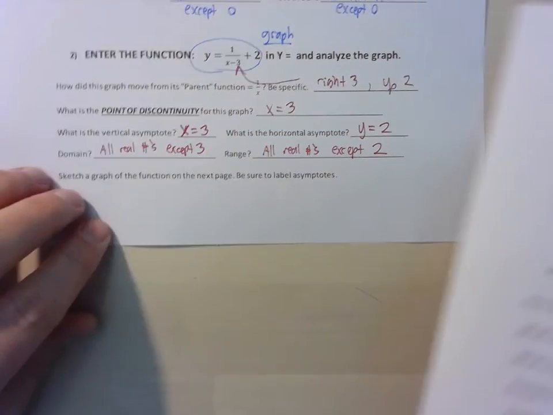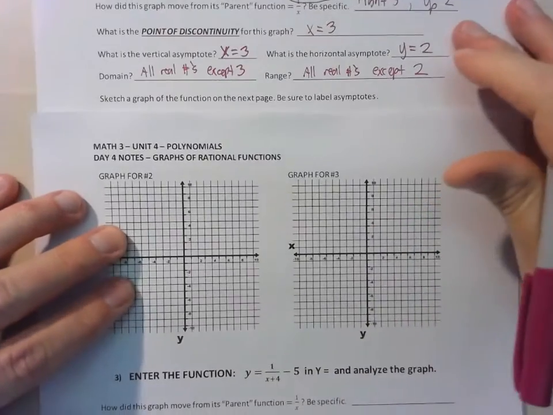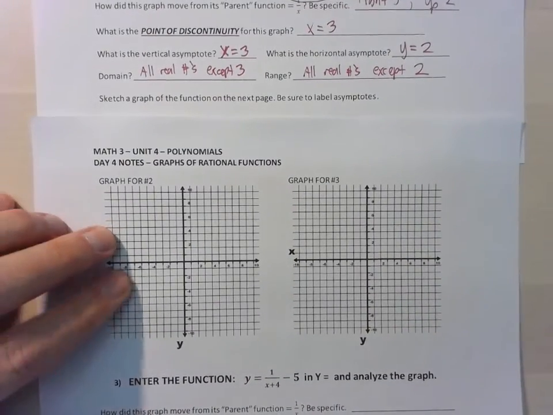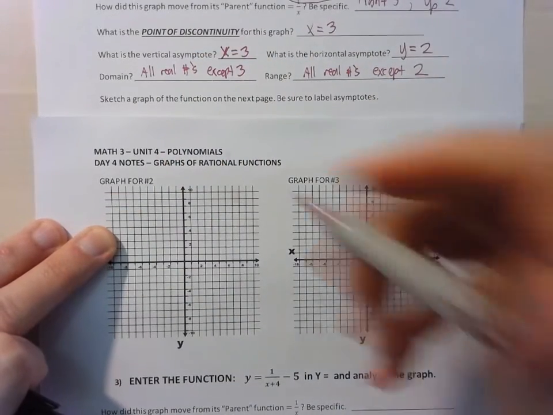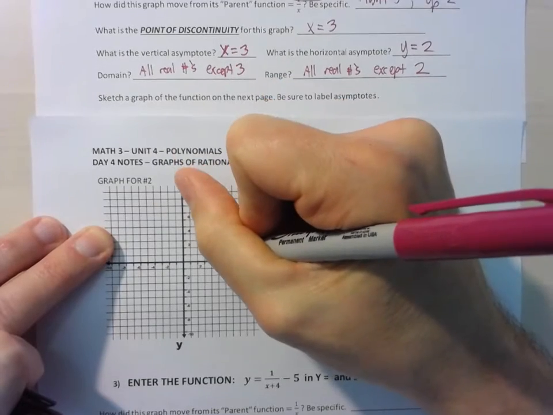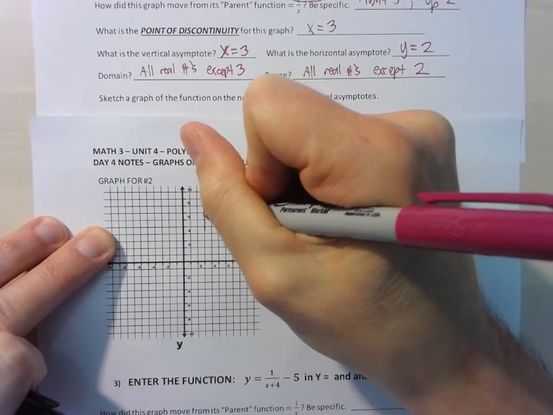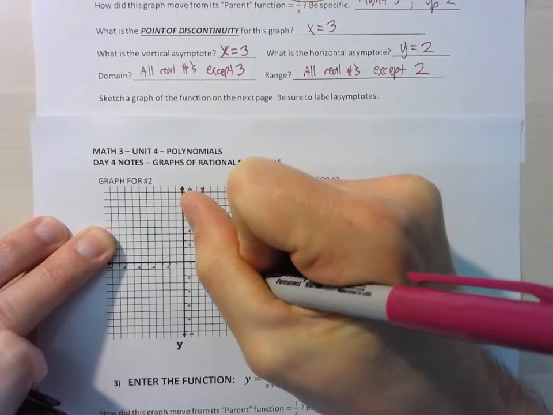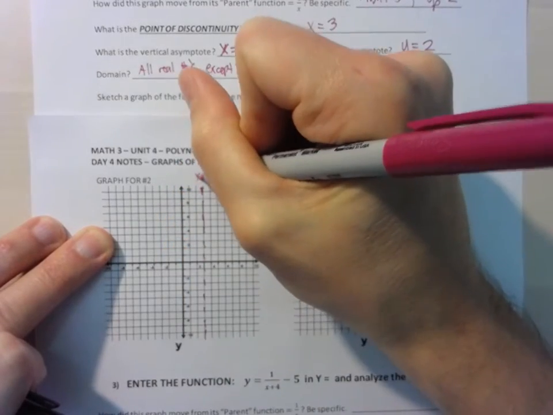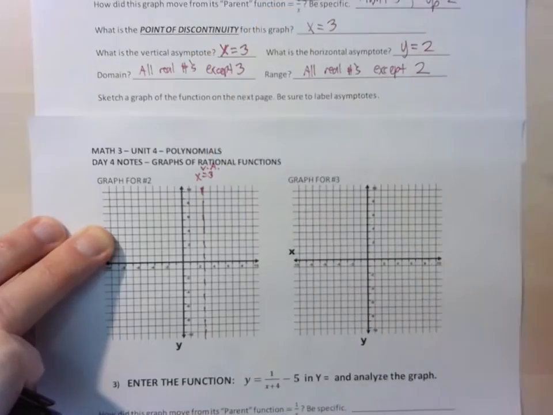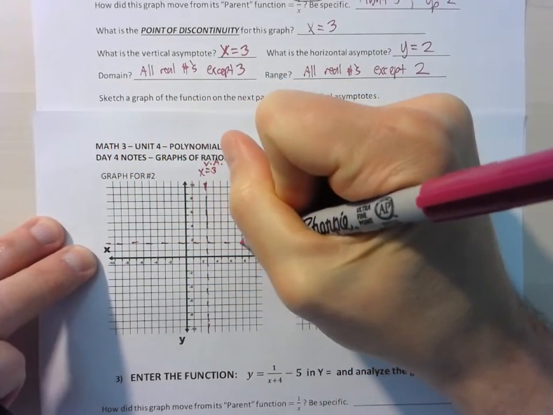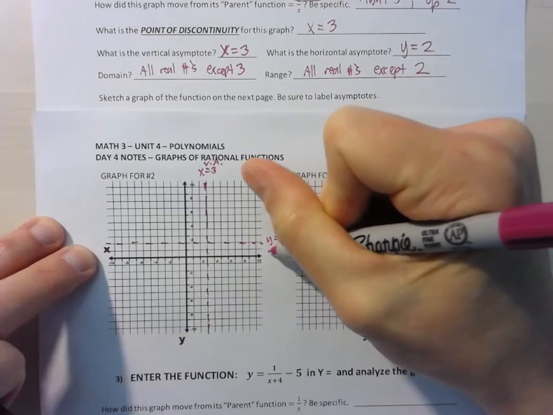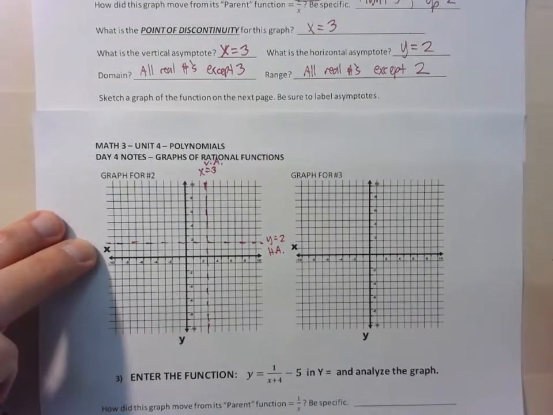Now we want to graph that. So on the back side, let's sketch a graph of this. The asymptotes are what you want to draw first. Since they got shifted, the vertical asymptote is going to be at x equals 3. I like to do a dashed line for the asymptotes. So I'm going to put a dashed line at x equals 3, and that's my vertical asymptote. And then my horizontal asymptote, y equals 2, well, that's going to be right here. HA stands for horizontal asymptote.